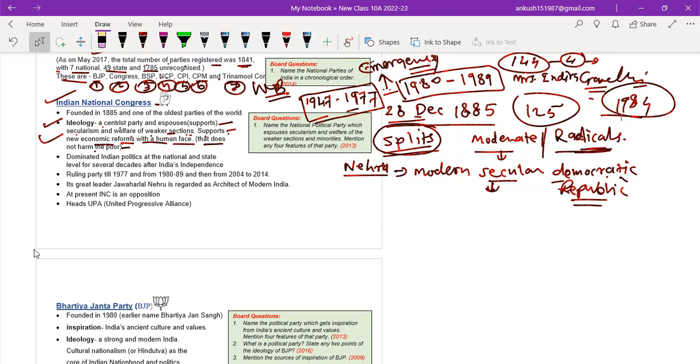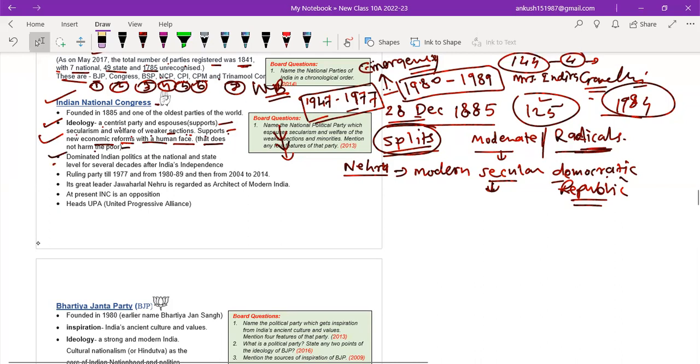Its support declined when the people started to turn away from it, but it continues to be present throughout the country. We can say that this was the largest party not only in our country but in the world, which existed for a long time. I told you already that it has been almost 125 years that it is celebrating its existence in the country. So the party's main idea is to promote secularism and the welfare of weaker sections and minorities. I told you just before.